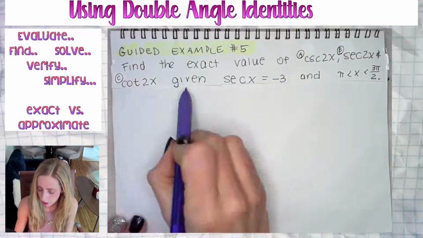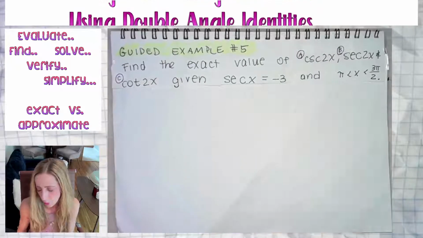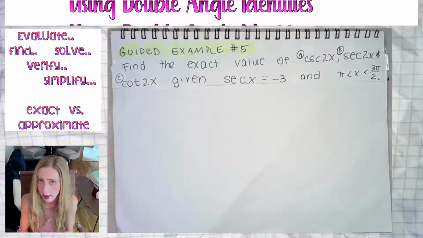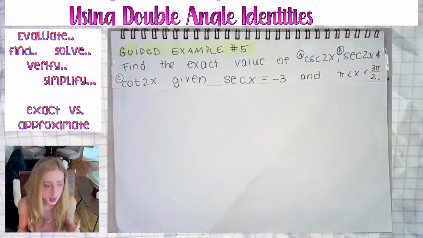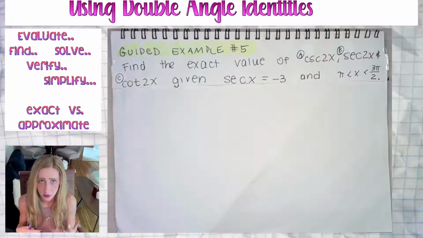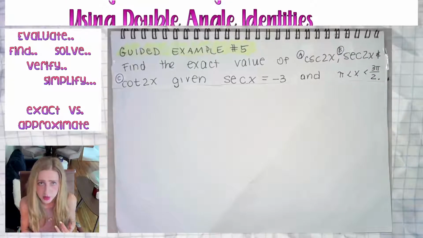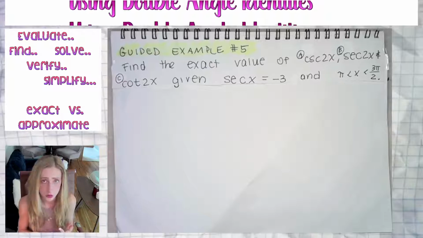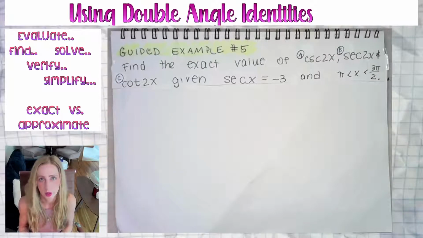First thing is we don't have double angle identities. Remember, these are 2x, it's not x. You cannot use SOHCAHTOA. You can't say sine is opposite over hypotenuse, cosine adjacent over hypotenuse, tangent opposite over adjacent, and then the reciprocals: cosecant hypotenuse over opposite, secant hypotenuse over adjacent, and cotangent adjacent over opposite. You can't do that. I promise, it doesn't work that way.